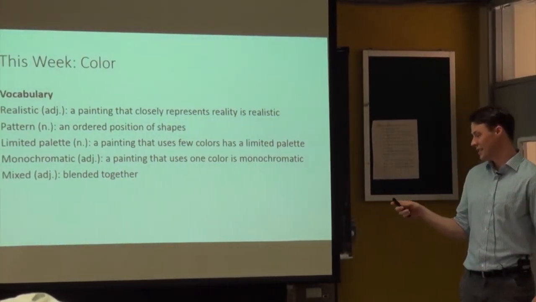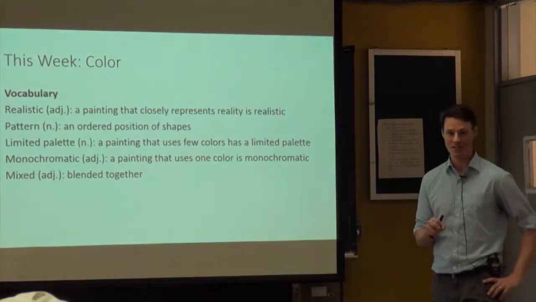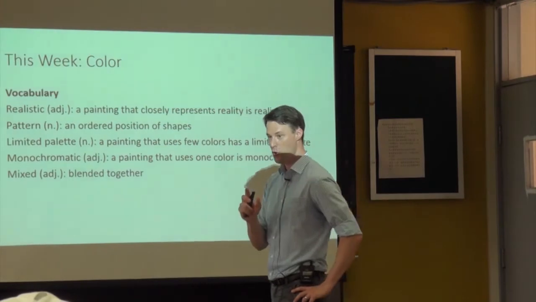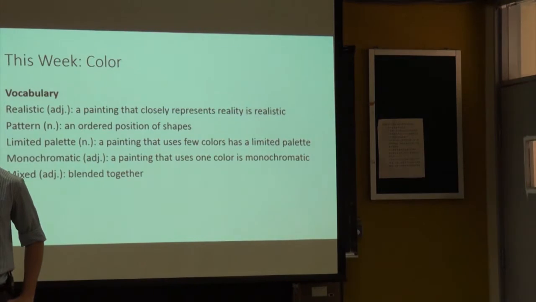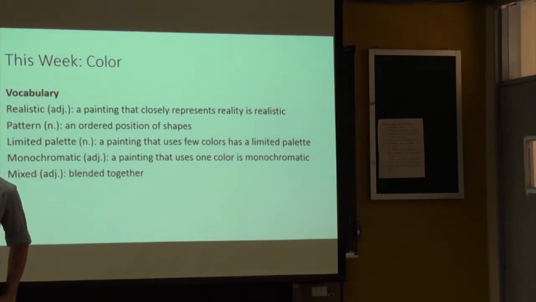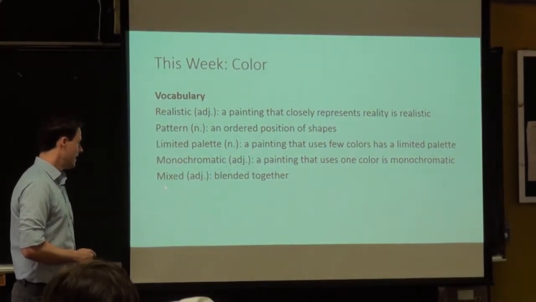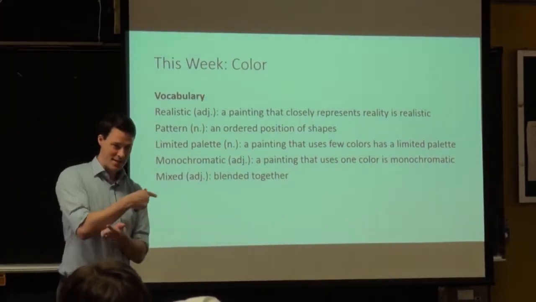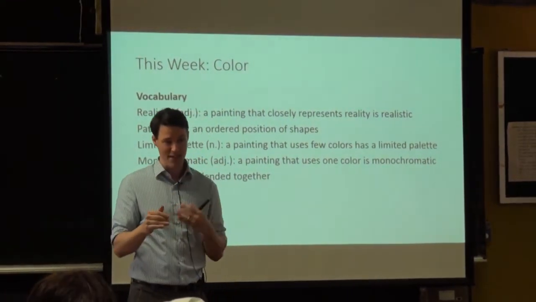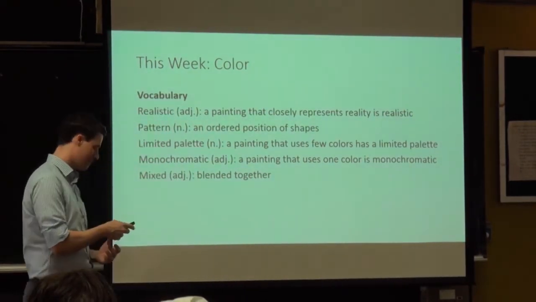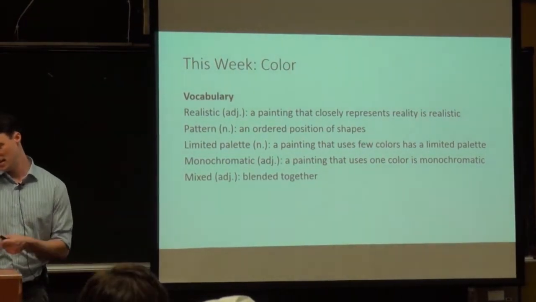The extreme limit of that is monochromatic. Mono means one. Chrome means color. So if a painting is monochromatic, it only uses one color. An extremely limited palette. Mixed, of course, means blended together. A lot of times colors are blended together or mixed on the canvas. So those are your vocabulary words for this week for color.